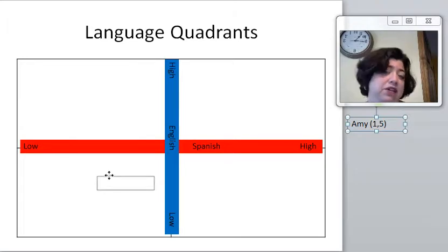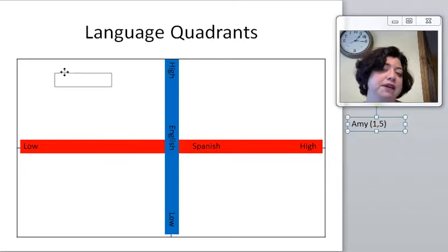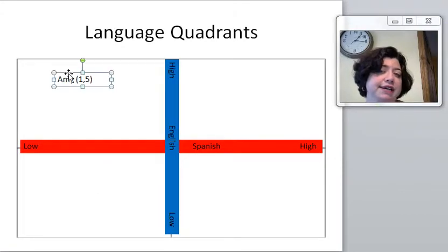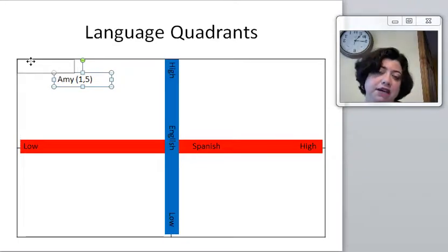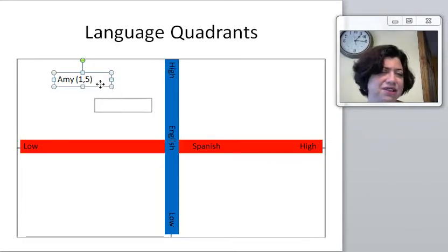And so now we look at my English proficiency, and because I had high English proficiency, I would be up in this quadrant. Now, some people like to make sure I'm all the way over here because I'm really low Spanish proficiency, up here because I have high English proficiency. I don't think it really matters as long as you have the student in the correct quadrant.